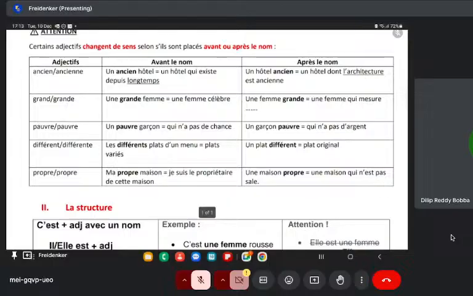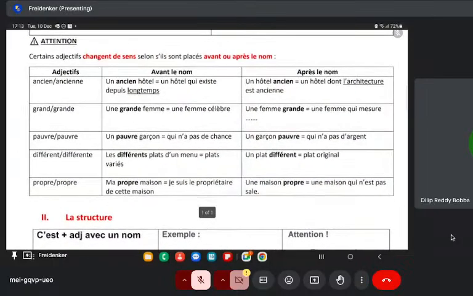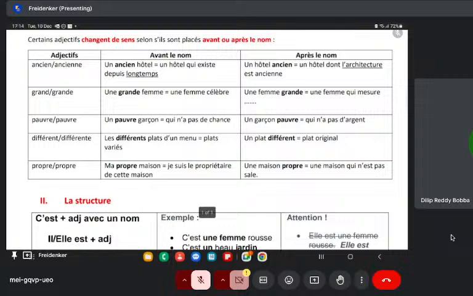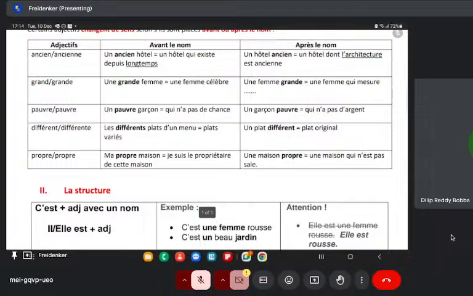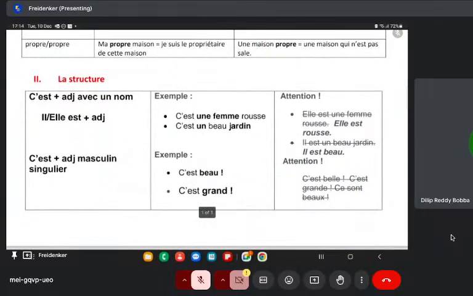So if you place everything before the noun, it takes a different meaning. Right side column, we understand. Ancient hotel means the architecture is ancient, a tall woman, a poor boy who doesn't have money, a unique dish, a clean house, that is fine. But on the left side, you have to see that the meaning is changing now if you change the place. If you're familiar with the left column, right column feels strange. If you're familiar with the right column, left column feels strange. But okay, these are some examples where if you change the place of the adjective, it changes the meaning, the sense of the sentence.